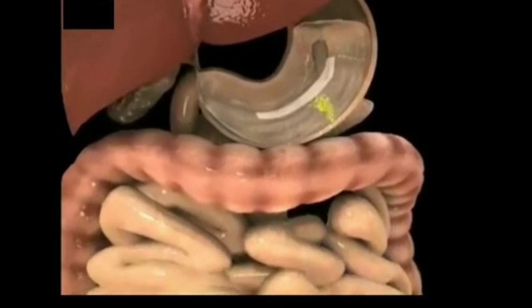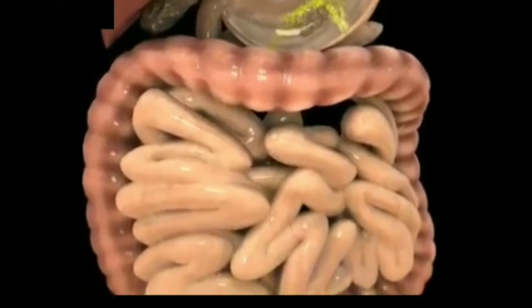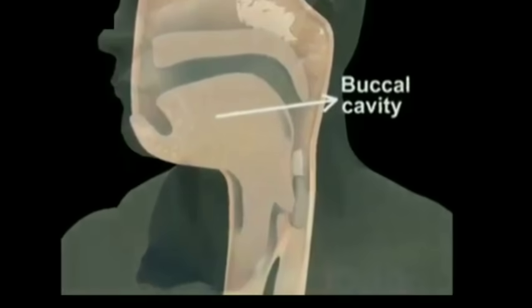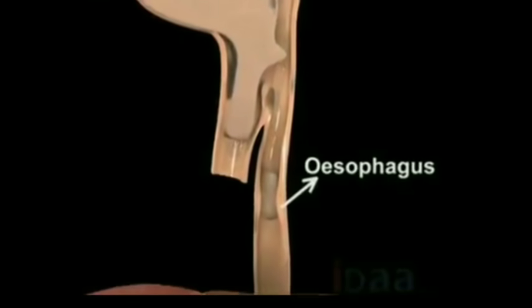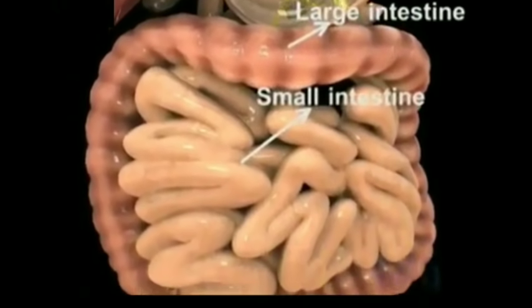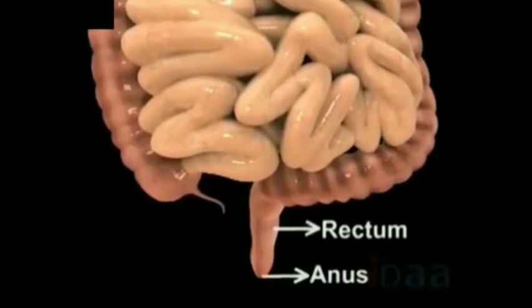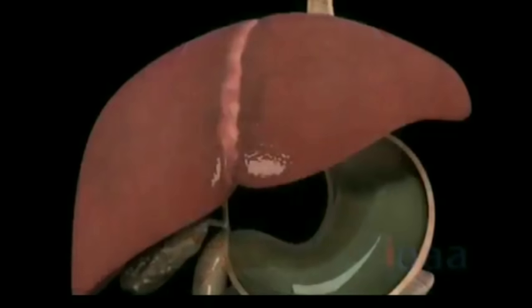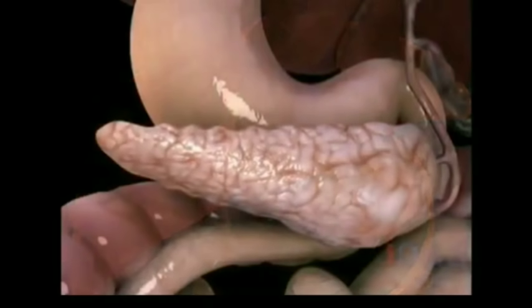So, first these complex substances need to be broken down into simpler substances, which is done by the digestive system of our body. The digestive system consists of various organs like the mouth or the buccal cavity, esophagus or the food pipe, stomach, small intestine, large intestine, rectum, and anus. Apart from this, there are some glands associated with the digestive system, which are the salivary glands, liver, and pancreas.